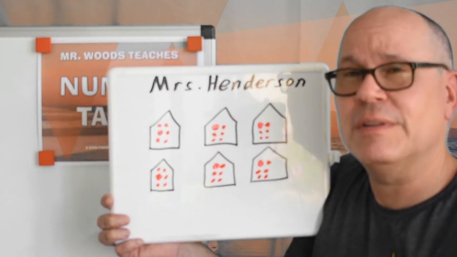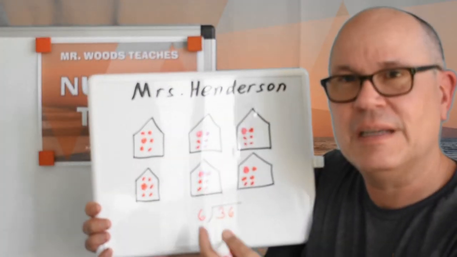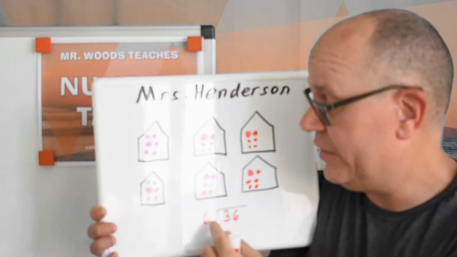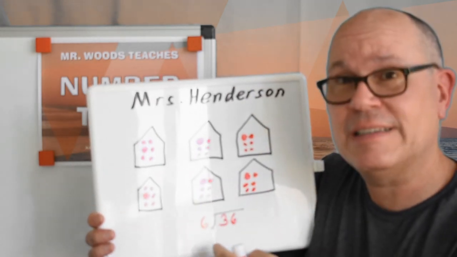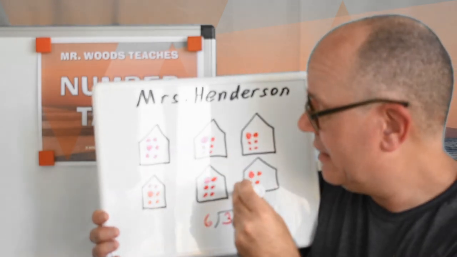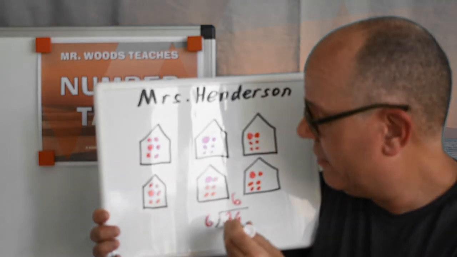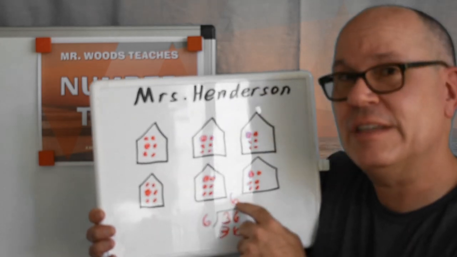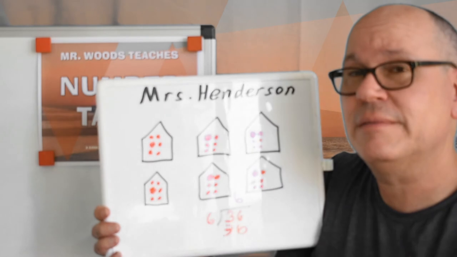How can you do it with the standard algorithm? Here's the standard algorithm. I can divide 36 by the number of sites, which is 6. So 6 times 6 equals 36. So that means I would have 6 per campsite.